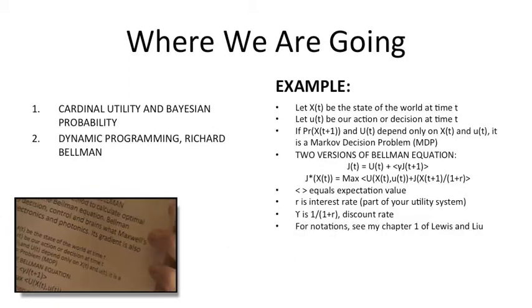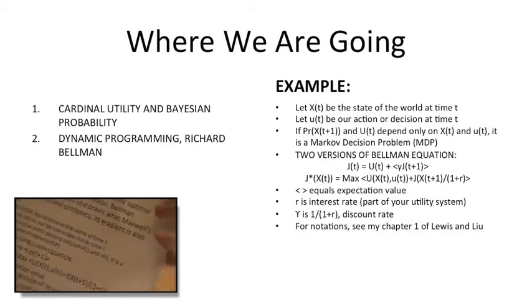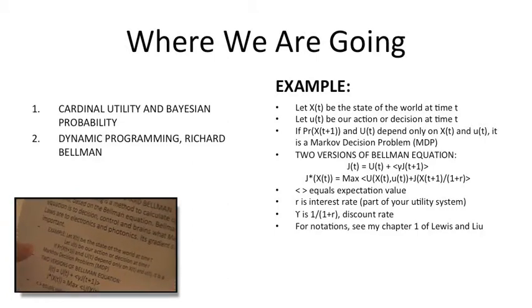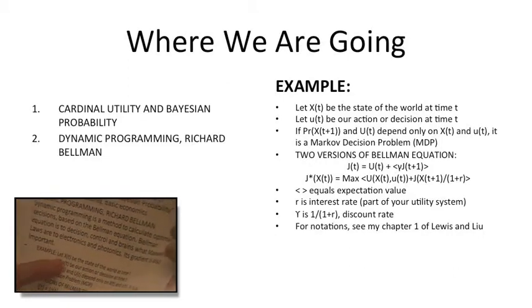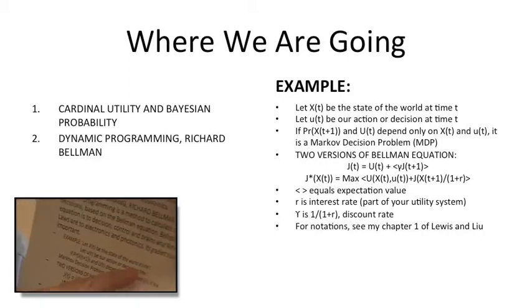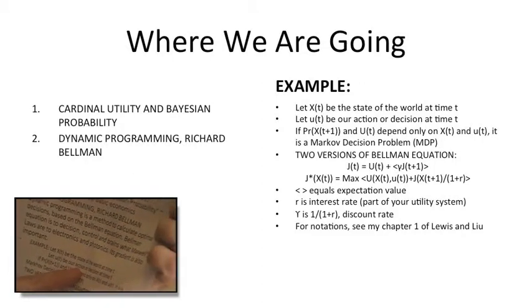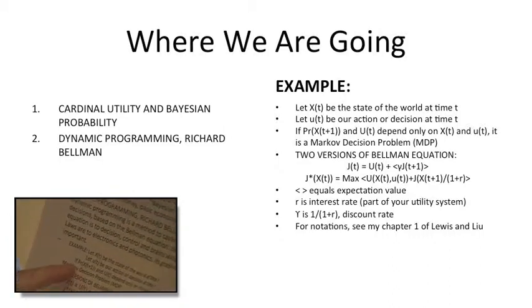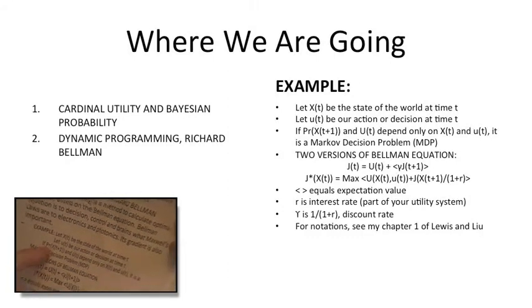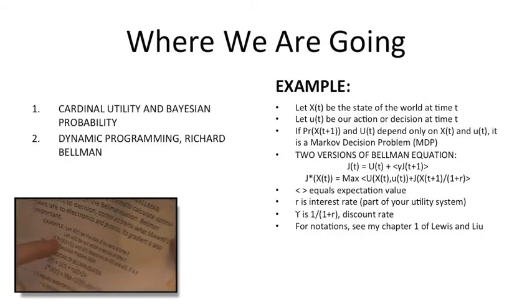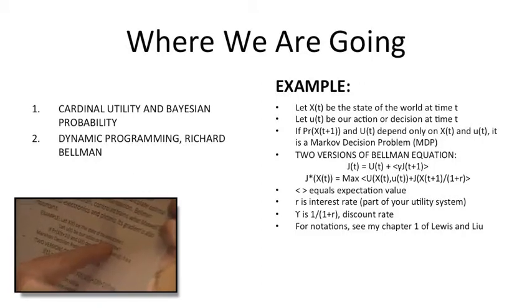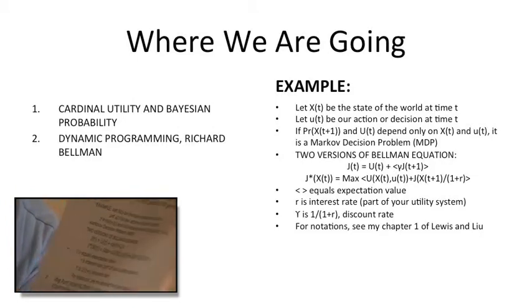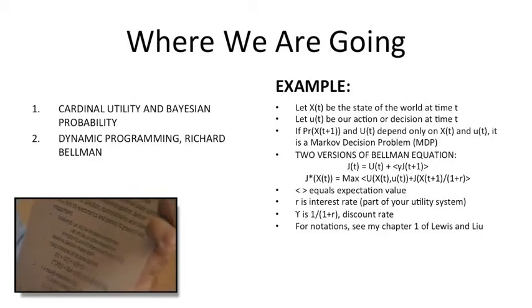So let me give an example of the Bellman equation so that you understand what it is I want you to understand as we get into utility functions. Suppose we have a problem where x of t is the state of the world at time t, u of t is our action or decision at time t, and supposing it's a problem where the probability of different values of x in the next time period depends only on the present state x of t and u of t. Okay? In other words, when we take different actions, we get to different states in the next time period.